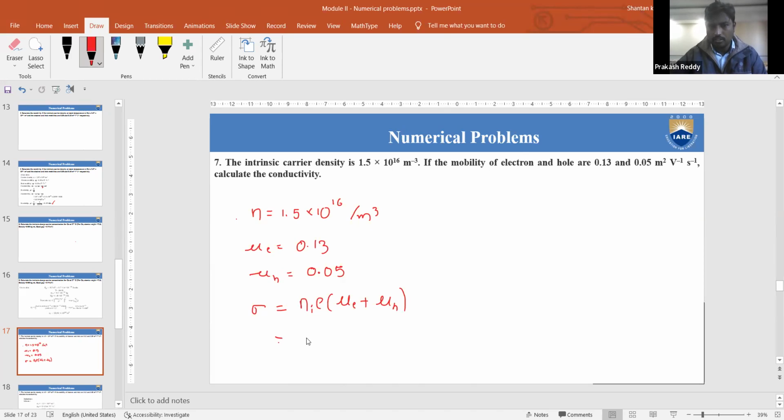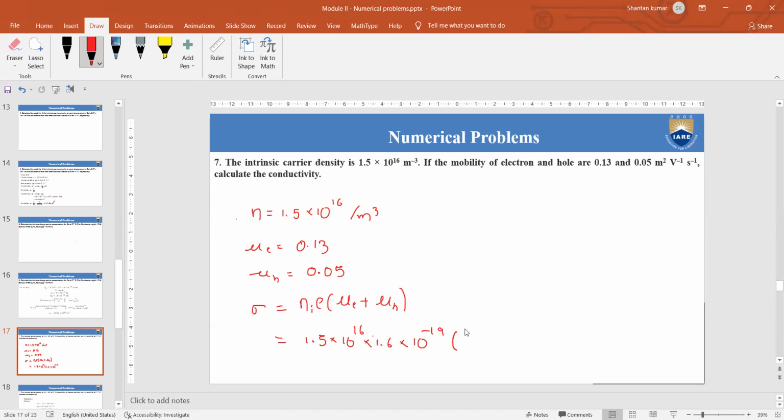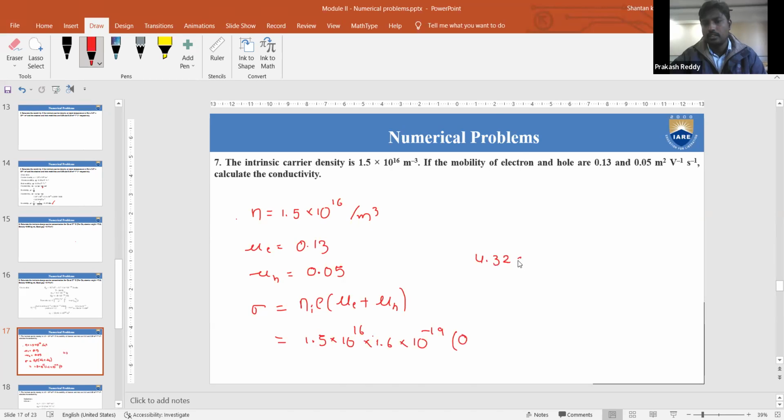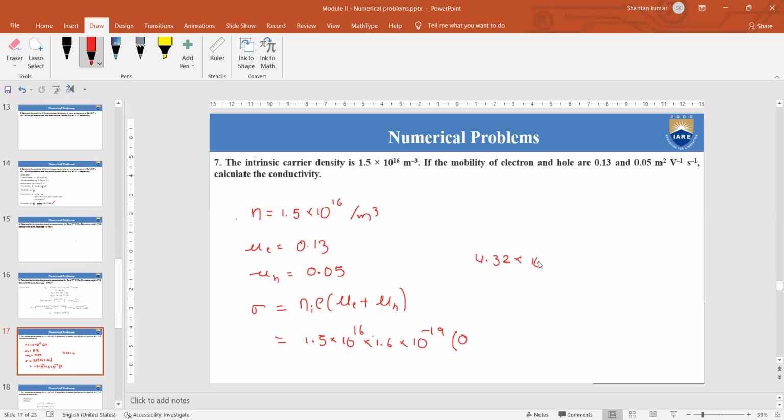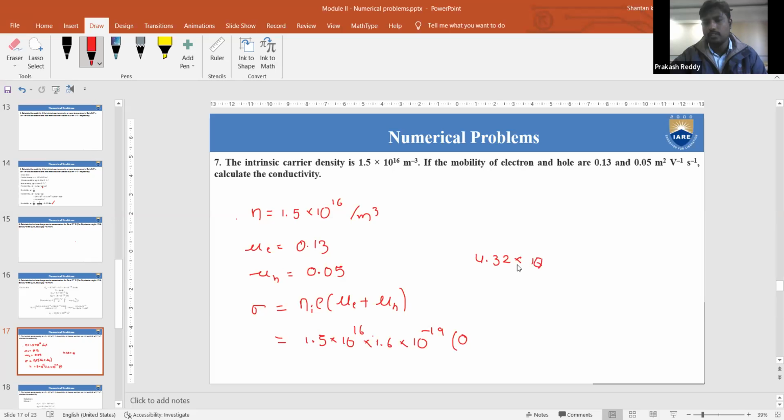So n equals 1.5 into 10 power 16. Try to solve and tell me the answer from all of you. Into charge of the electron, 1.6 into 10 power minus 19. Sir, 4.32 into 10 to the power of minus 4.